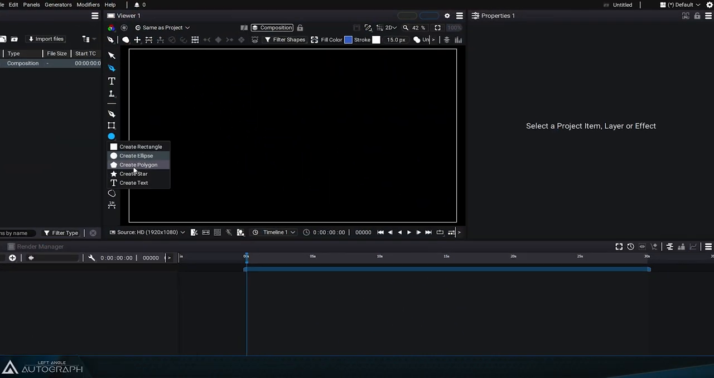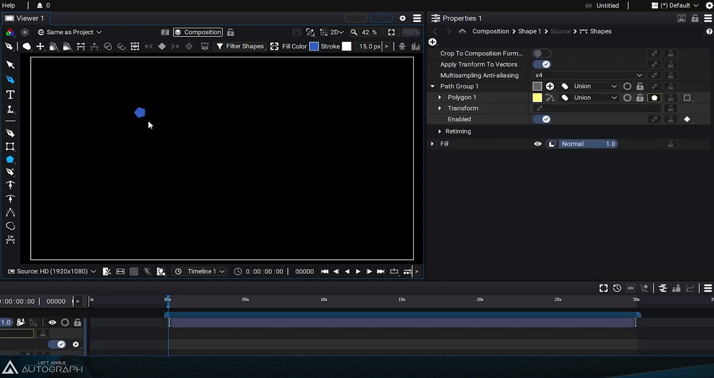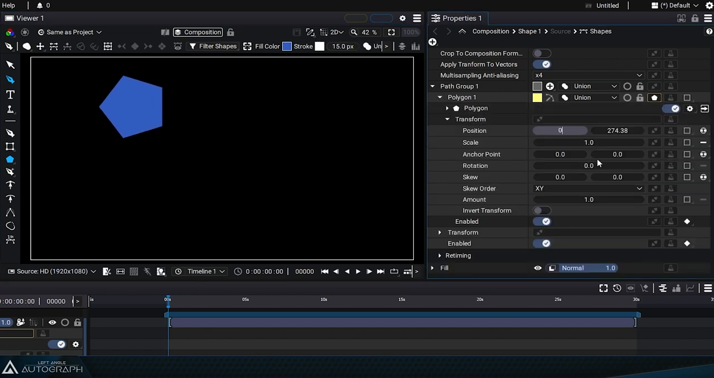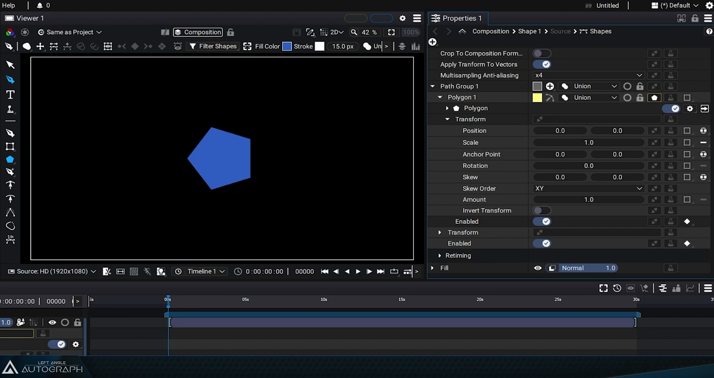Let's take a look at the polygon generator, which lets us define the number of sides that make up the polygon. Remember that by pressing the Control or Command key, the center of the polygon will be defined according to the mouse cursor, and its position parameter can be reset.